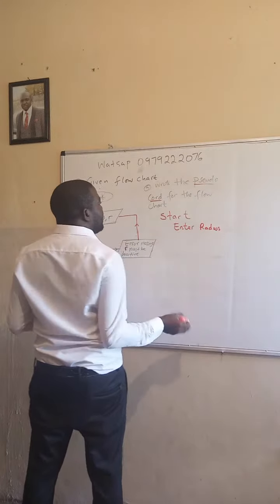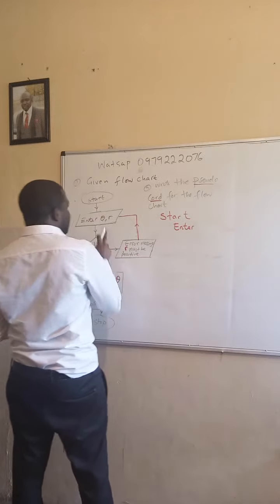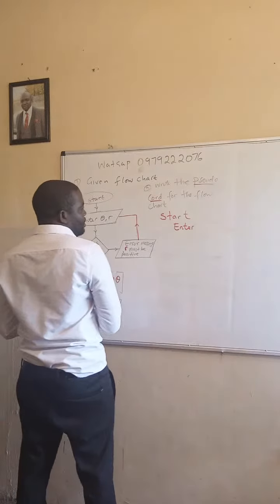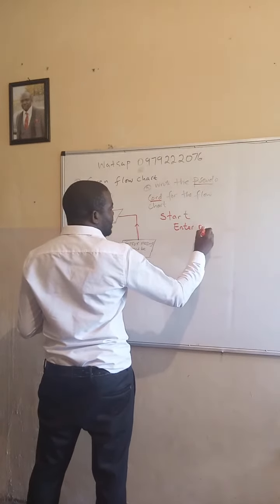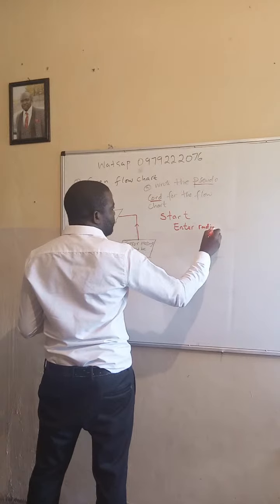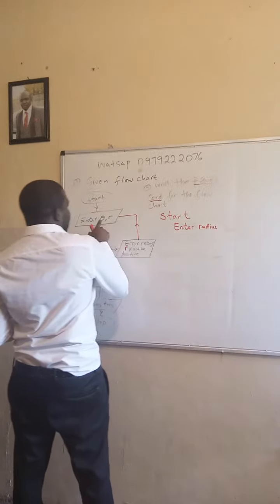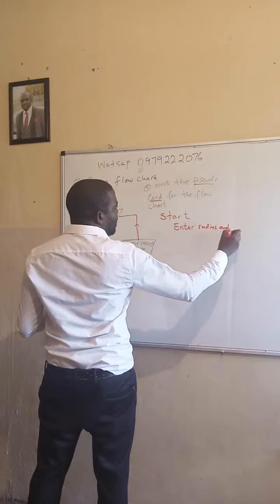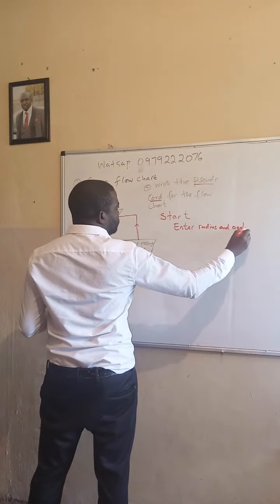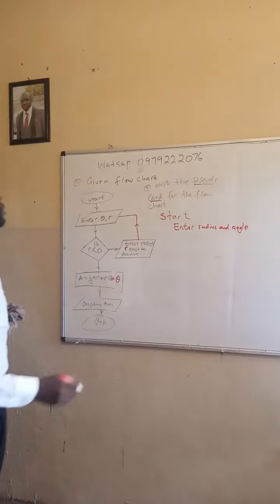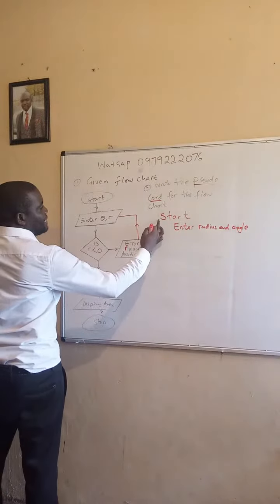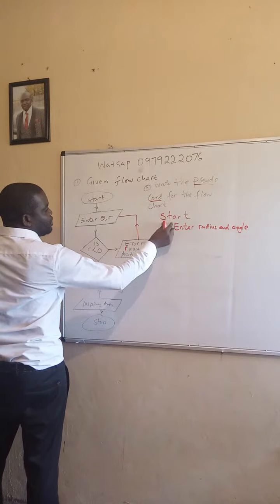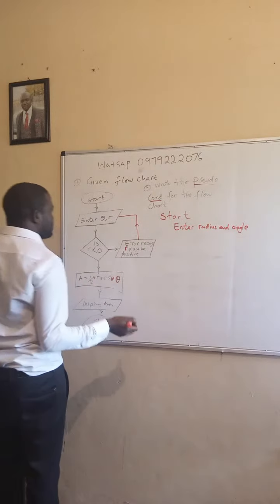Let's not use capital R. The radius is a smaller r. So with a smaller r, enter radius and angle. You see, theta means angle. You see, start is in front. There's a space here that you leave. These ones are inside. I think I explained.